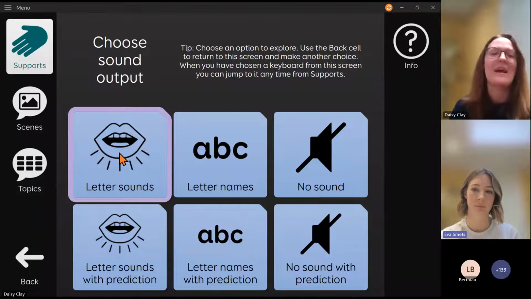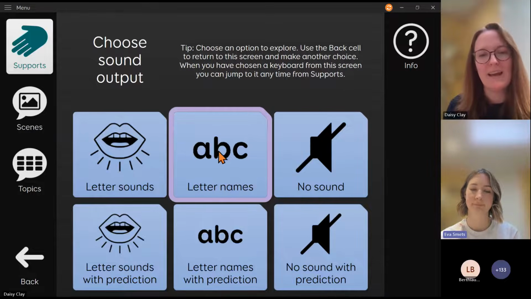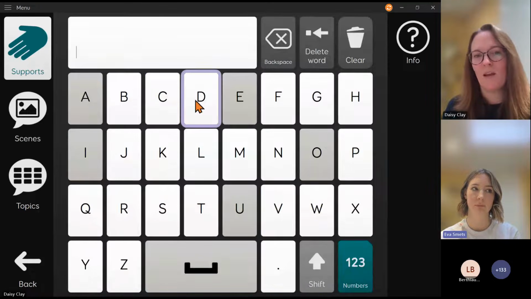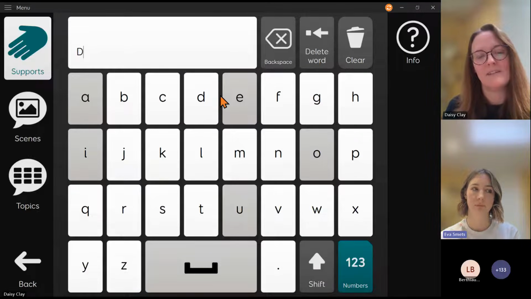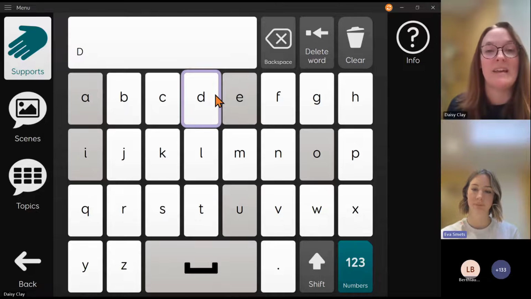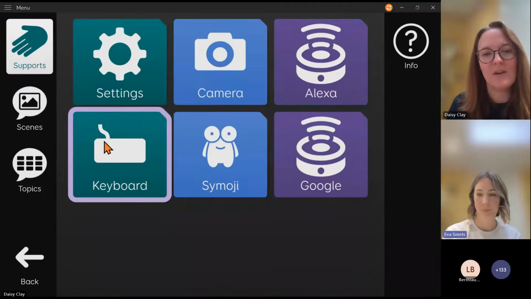So we know that it can be really helpful to have a phonemic cue if you're trying to think of a word. So it might be that the person with aphasia can identify that first sound, or perhaps their communication partner can use the keyboard to give them that cue. We've also got an option for letter names or for no sounds. So I'll choose letter sounds. Letter sounds. And for each of the letters that I select, I'm not sure if you're able to hear that through the call, but you'll hear that phonemic cue. So D, K, B, depending on which letter you select. So that is your keyboard.